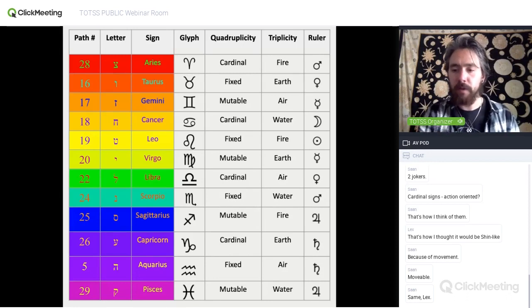Yeah, right. Yeah, because of movement. Oh, right. Sure. And connecting that to Sheen too. Yeah. That's great.